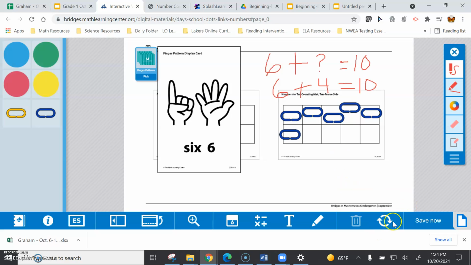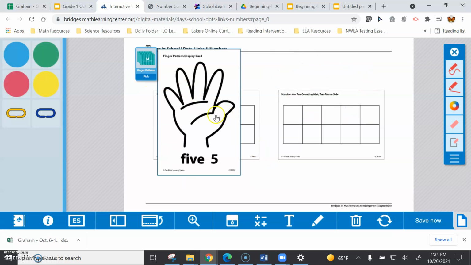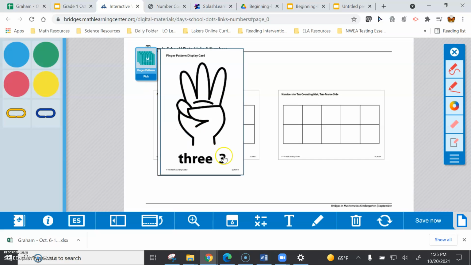Great job. I'm going to pull another, and I want you to tell me 5 plus what will equal 10? Can you think of it? Did you say 5 plus 5? Yes! Amazing, All-Stars. Let's do one more.